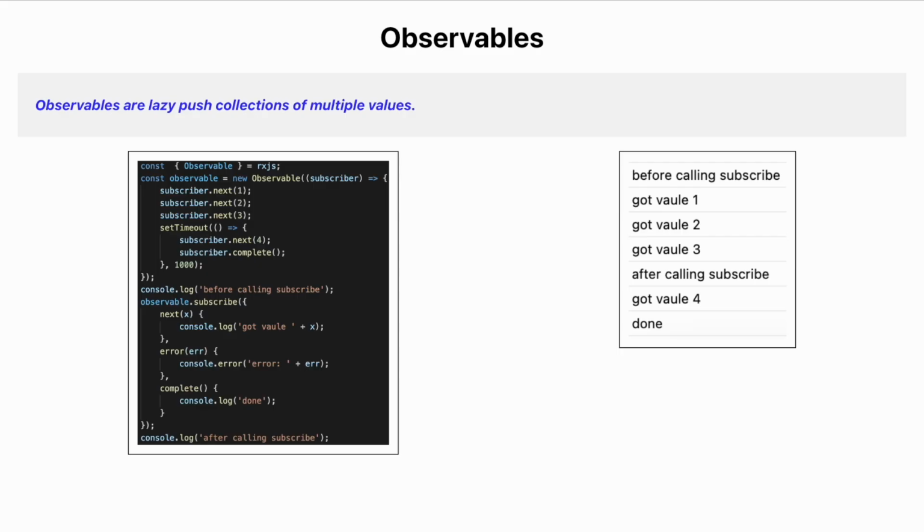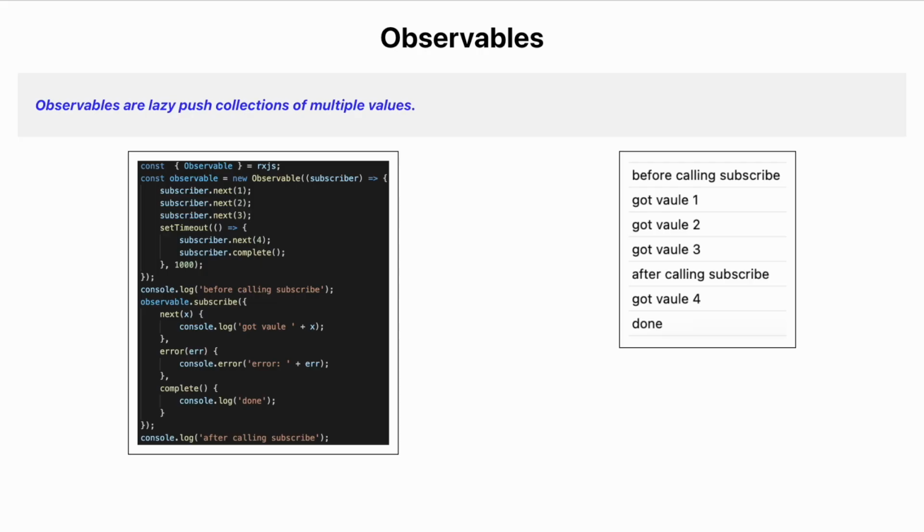Observables. Observables are lazy push collections of multiple values. For example, here we are creating an object of Observable and passing a callback method. The callback method receives a subscriber object as an argument, using which we can feed values to the Observable source.